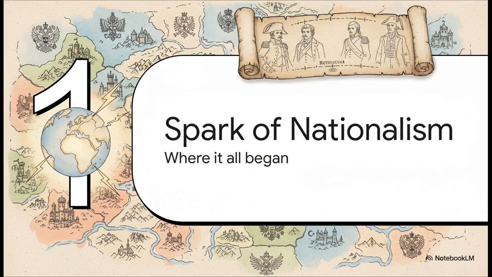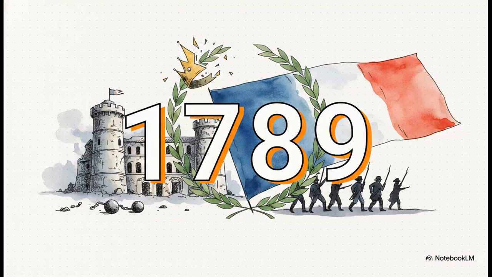All right, Section 1, the spark of European nationalism, where it all began. Okay, so before we get into the details, we really need to understand where this entire concept of the nation-state even came from. Because before this moment, Europe wasn't made of nations. It was really just a messy collection of empires, kingdoms, and small principalities. Then, boom, we get to the year 1789. If you're going to remember just one date from the start of this chapter, make it this one. This is your anchor year.